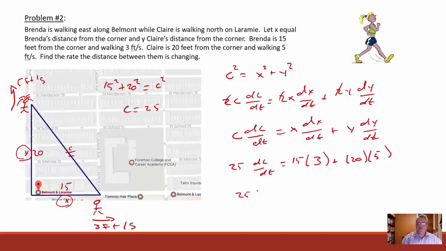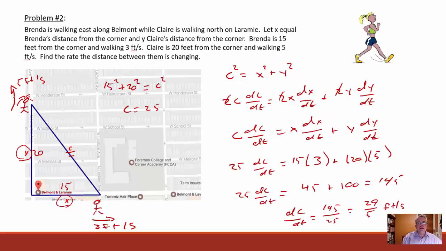So we get 25 dc/dt equals, well, that's 45 plus 100, which is 145. We get dc/dt equals 145 over 25. And I think that's 29 over 5. Okay. And that would be in feet per second. So if Brenda's walking this way at 3 feet per second, and Claire this way at 5 feet per second, the distance between them is changing at 29/5 feet per second.